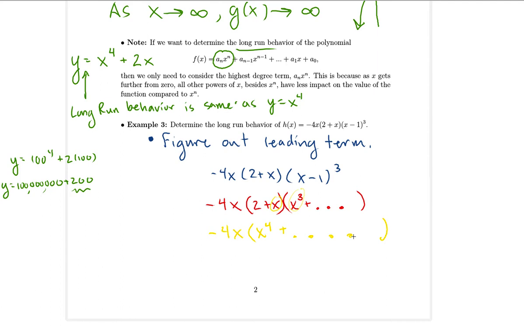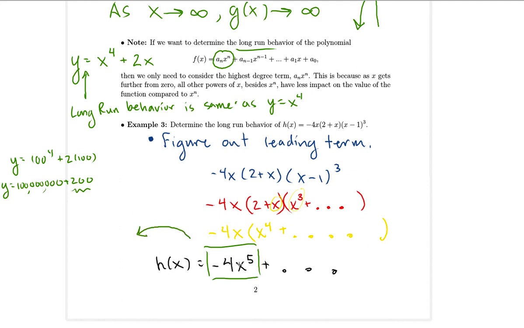And then lastly, negative 4x times x to the 4th is going to give you the very highest degree term. So you get negative 4x to the 5th plus a bunch of other stuff. Okay, so that is what h of x looks like. Now our task is simply to figure out what is the long-run behavior of that.